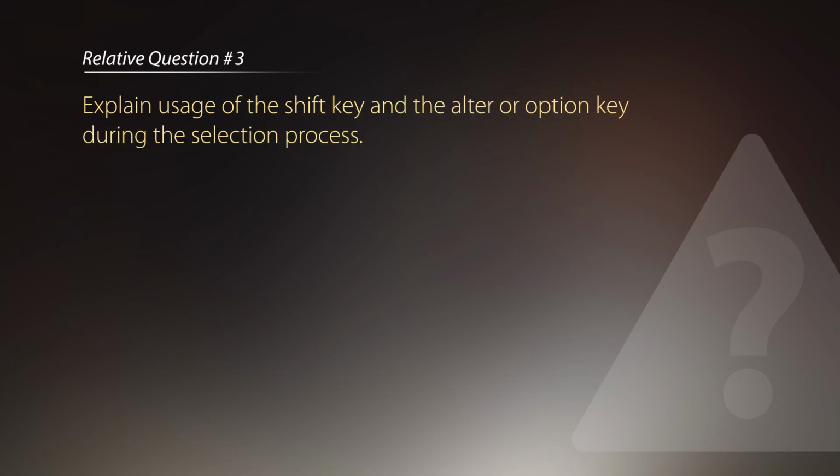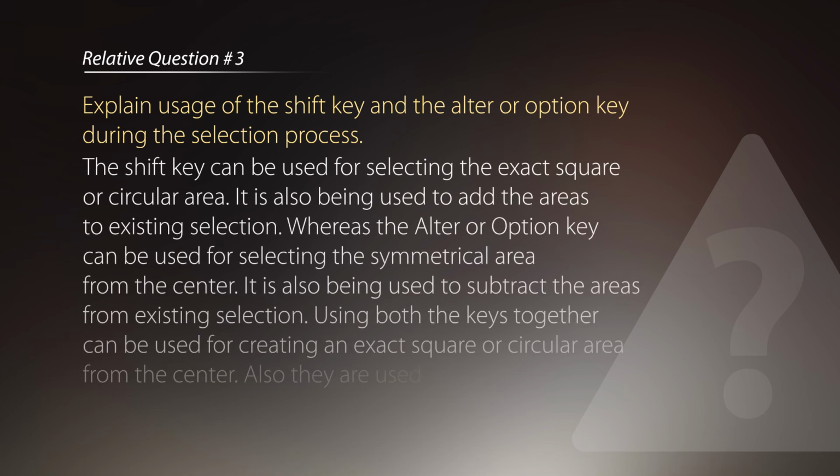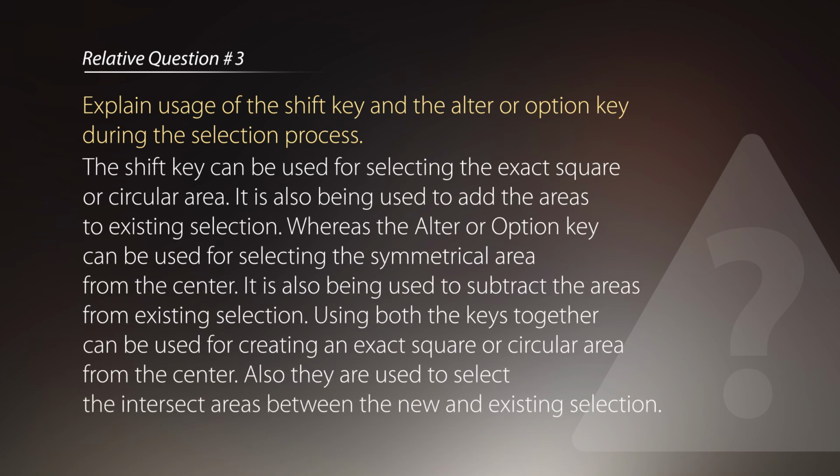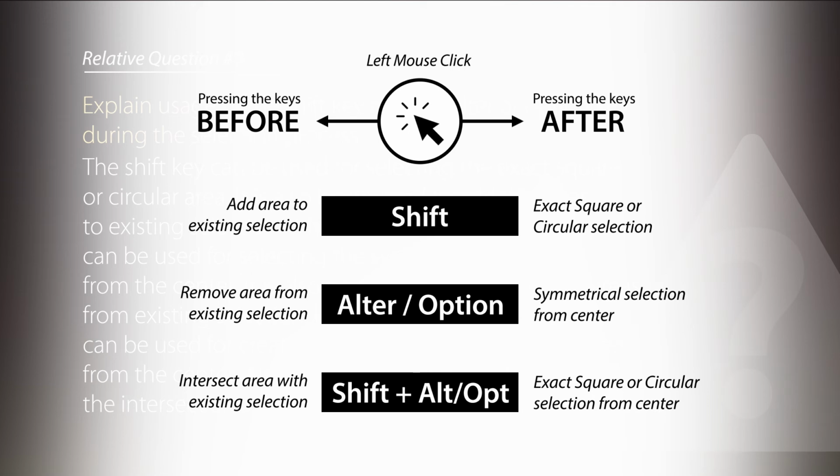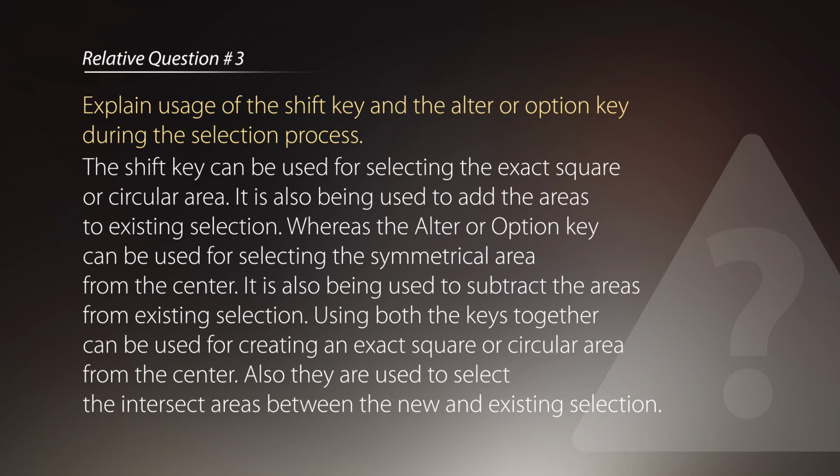The third question is, explain usage of the Shift key and the Alt or Option key during the selection process. Well, the Shift key can be used for selecting the exact square or circular area. It is also being used to add the areas of existing selection, whereas the Alt or Option key can be used for selecting the symmetrical area from the center. It is also being used to subtract the areas from existing selection. Using both the keys together can be used for creating an exact square or circular area from the center. Also, they are used to select the intersect areas between the new and existing selection.